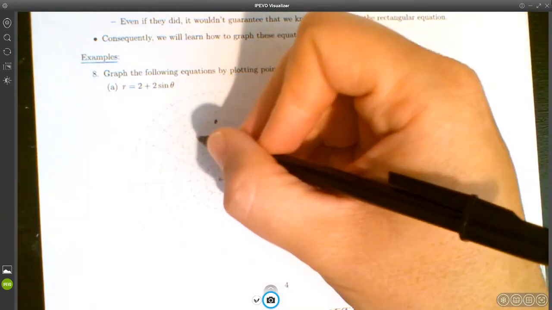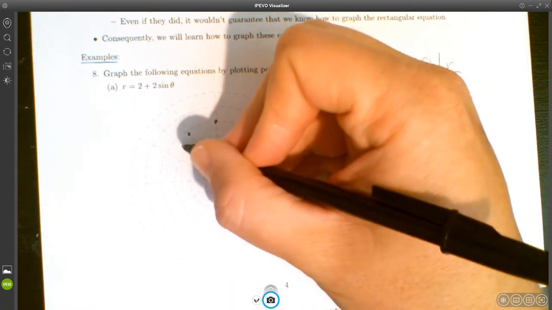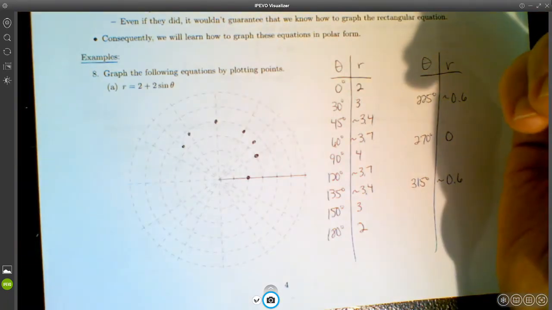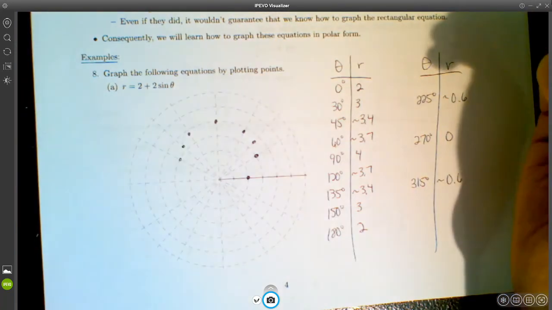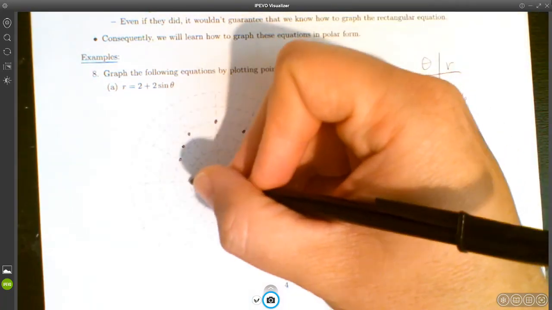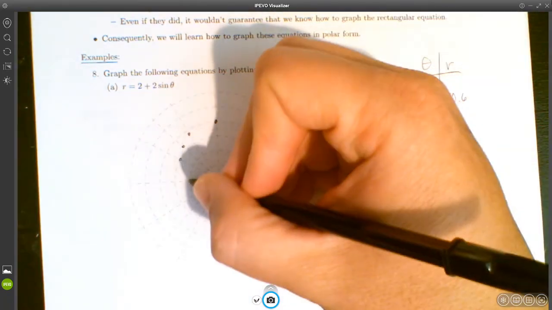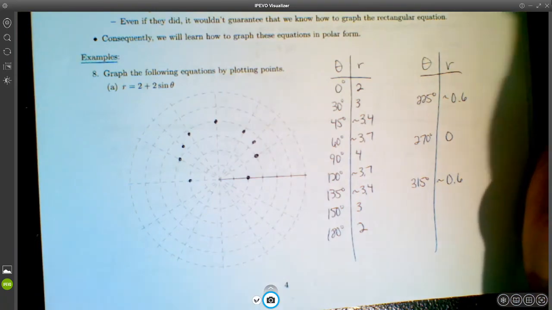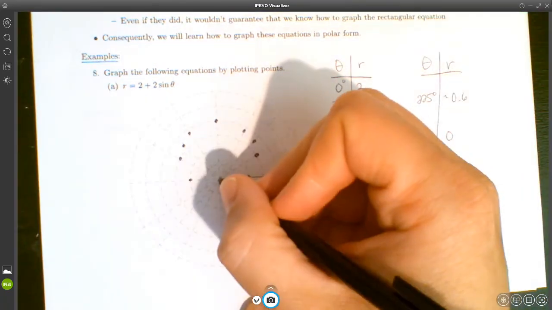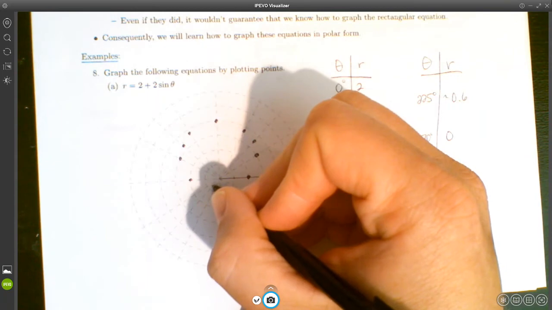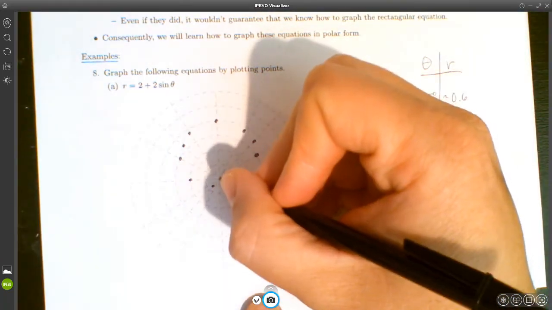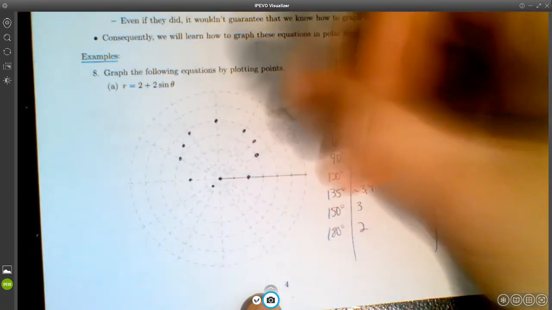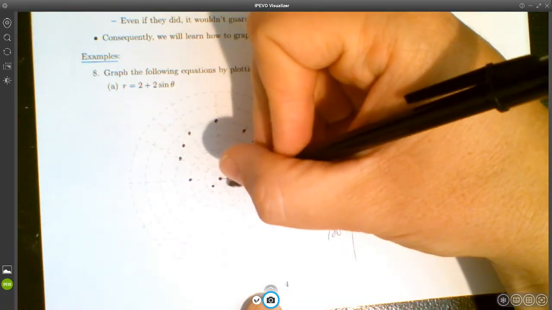And then it starts to come back down, right? So like that, like that. Where was I at 150 degrees? 3. And then at 180 degrees, I'm back out at 2. Okay. At 225 degrees, I'm at 0.6, so that's right about there. At 270 degrees, I'm at 0. And then at 315 degrees, I'm out at 0.6.